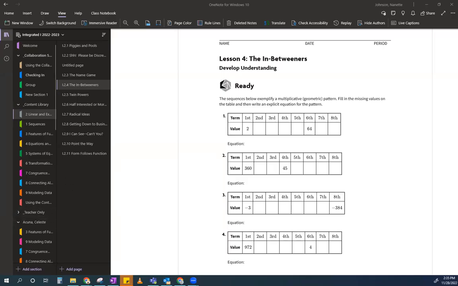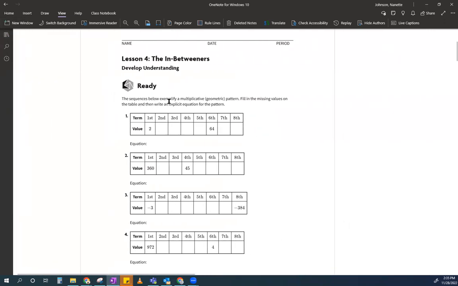Okay, so we are going to do 2.4, and then we're going to do numbers 2, 9, and 11. Okay, so it says the sequences below exemplify a multiplicative or geometric pattern. Fill in the missing values on the table and then write an explicit equation for each pattern.